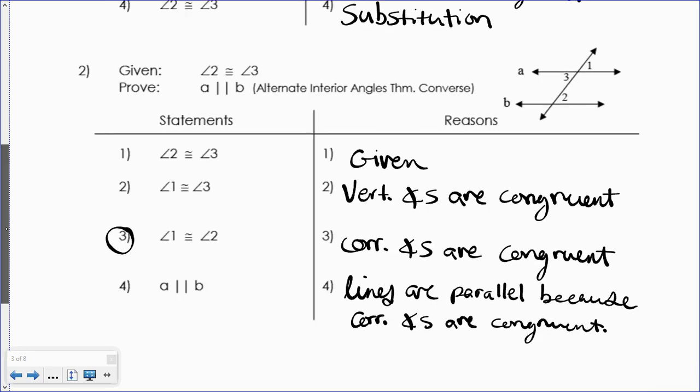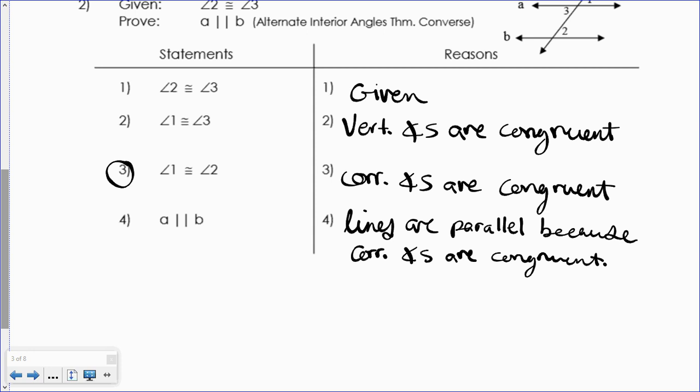The reason why you're not going to just repeat corresponding angles are congruent is because you're not specifying what we're trying to prove. So because we're trying to prove that the lines are parallel, you just make sure that you explain that in the reason. So you do have to be a little bit different when you're talking about lines versus angles, which is essentially the same reason.